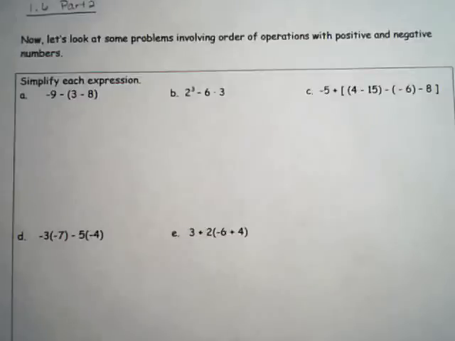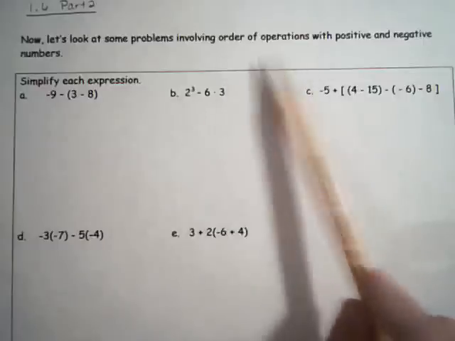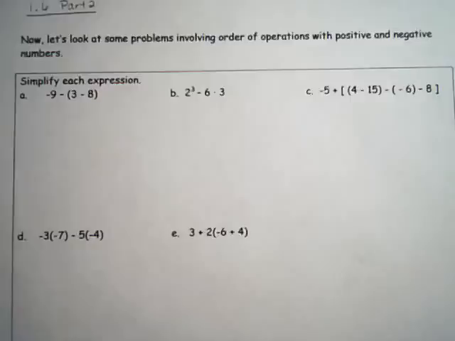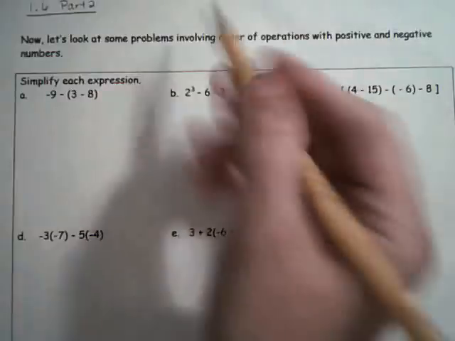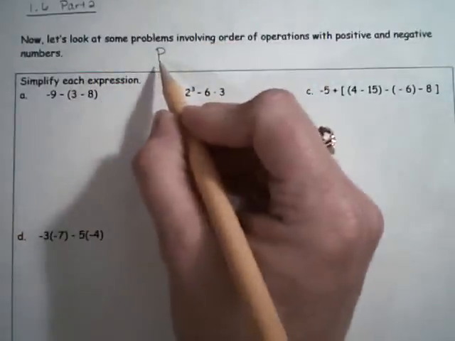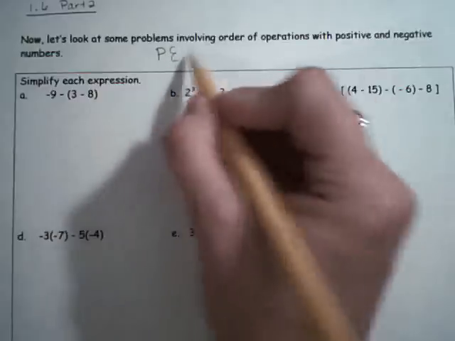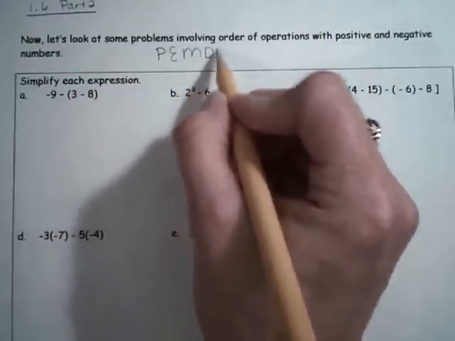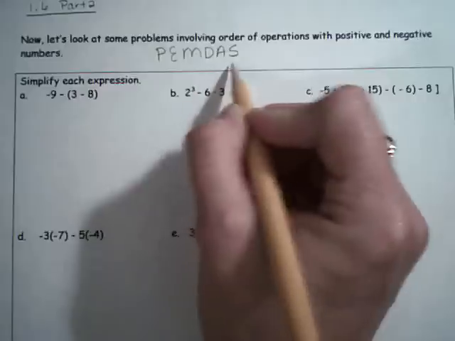Now that we've talked about adding and subtracting positive and negative numbers and then multiplying and dividing positive and negative numbers, we need to look at what's going to happen when those operations are combined within one problem. So these problems are going to involve order of operations with positive and negative numbers. Remember order of operations, we do what's in parentheses first or any other grouping symbol, then exponents, then multiplication or division, and then addition and subtraction.